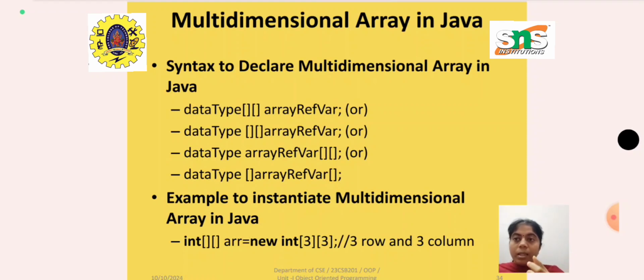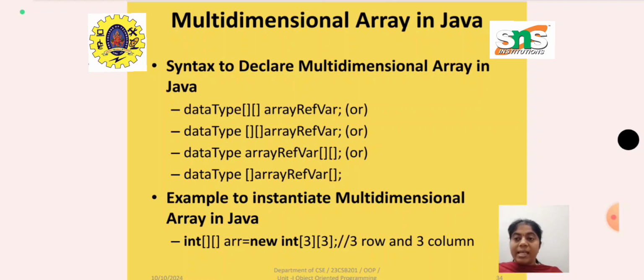So data type and two brackets: one is for row, another one is for column. The first bracket is used for row, and the second bracket is used for column. And array variable name, and the second type is data type, space, brackets, and array name. And the third type, data type, array name, and two brackets for specifying row and column sizes. The third is a new one for this particular multidimensional array. So first is row, another one is column.